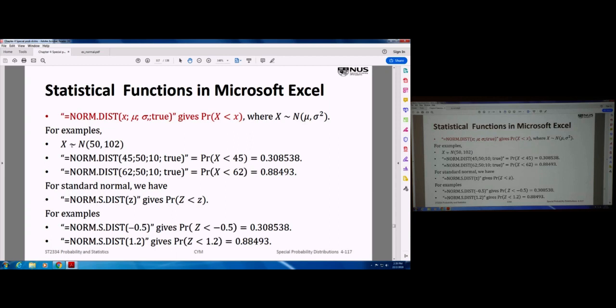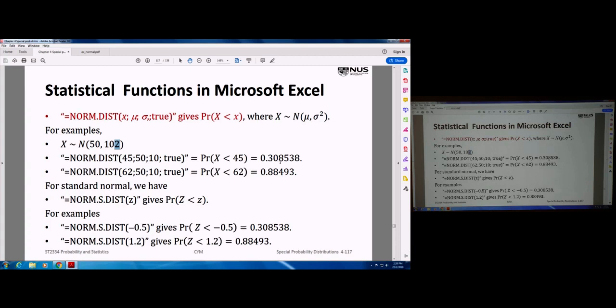So for example, suppose that X is Gaussian, mean 50 and variance 10 squared. If you want to find the probability that X is less than 45, you just put in this command, which is norm.dist, 45, which is the point x, 50, which is the mean, standard deviation, which should be 10, not 10 squared. I think he's made a mistake. So this is 10, the standard deviation. True, I'm not sure what that means. I guess that's probability, and that gives you the numbers that we were working with there.